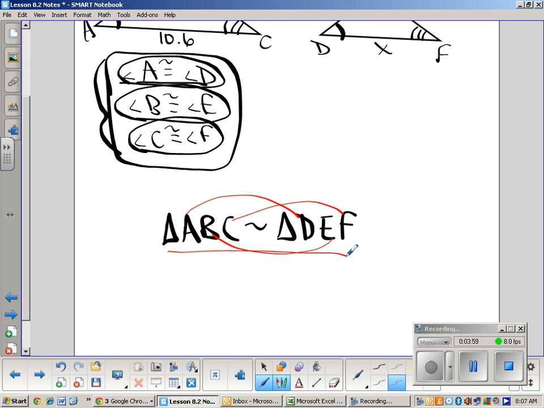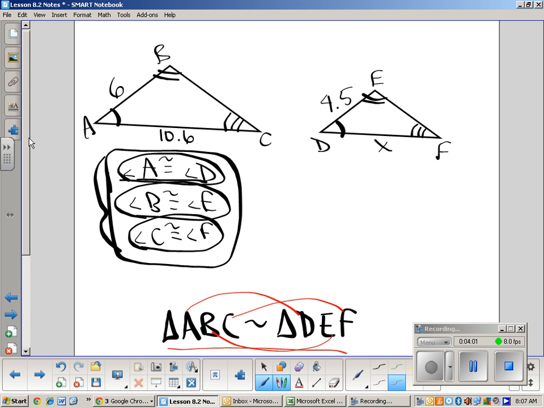Okay? So let's go back to the picture. Since A matches up with D and B matches up with E, then AB is going to match up with DE. I don't want to put a little line there to imply they're equal. They're not equal, they're proportional. Okay? So my similarity ratio, if I choose to go big to small, well, what's the length of the big side? 6. And the length of the small side? 4.5.